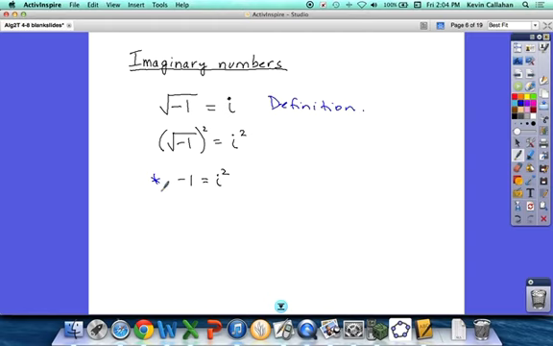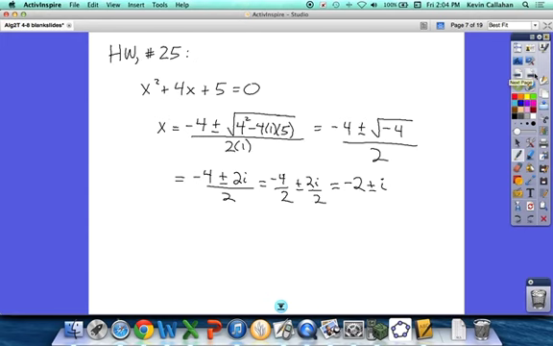But just with this one definition, now that we have a way to handle the square root of a negative number, we go back to the problem that we were working on before, and we don't stop when we get the square root of -4. Instead, we say, well, the square root of 4 is 2, and the square root of -1 is i. So we're not going to get an error that says non-real answer. You're actually going to get an answer.